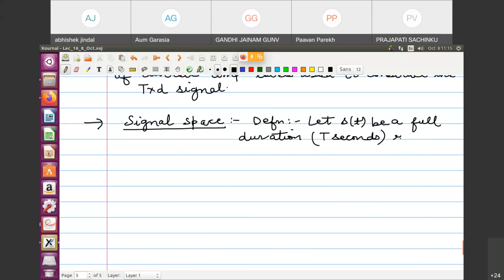Real valued energy signal. Now, what do you mean by that? That is 0 to T. So right now we are studying s of t in 0 to T. It has only a duration of T seconds.